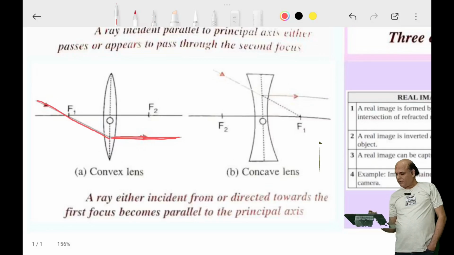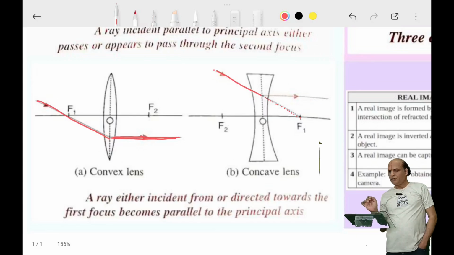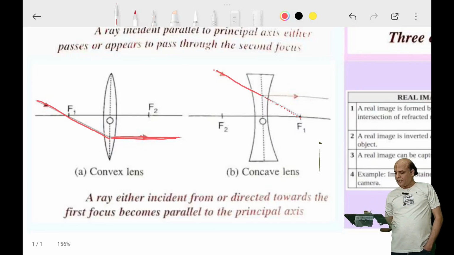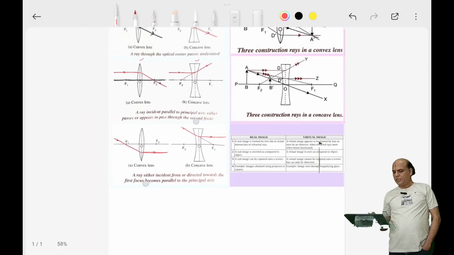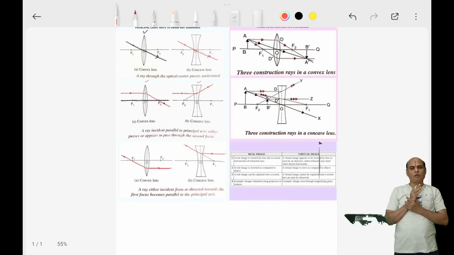The same thing holds for the concave lens. If this is the incident light ray, in such a way that when it is drawn, it appears to pass through the focal point, then such a light ray, after suffering refraction, travels parallel to the principal axis. So these three are the principal light rays that we need to consider when we draw a ray diagram for a convex or concave lens.